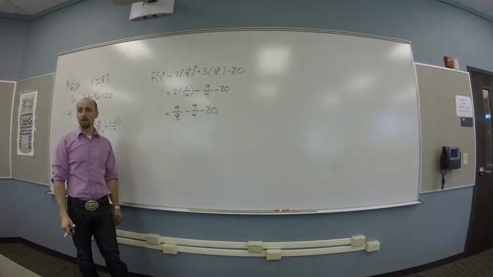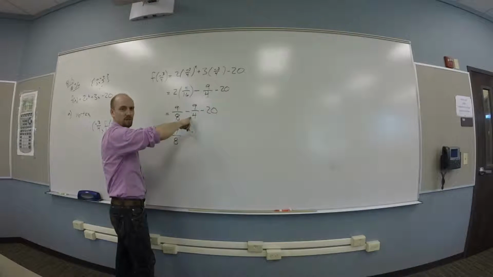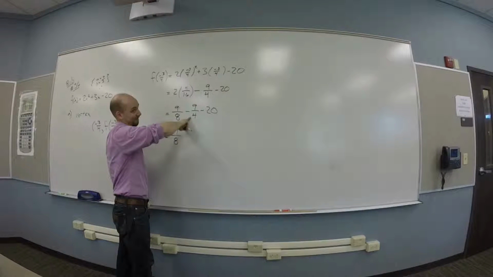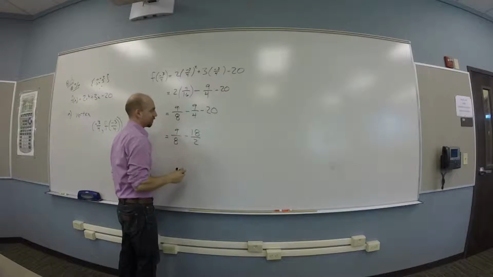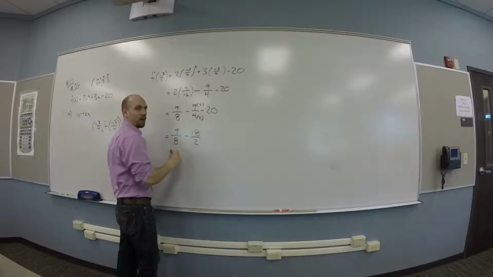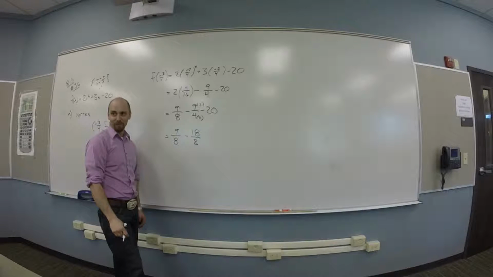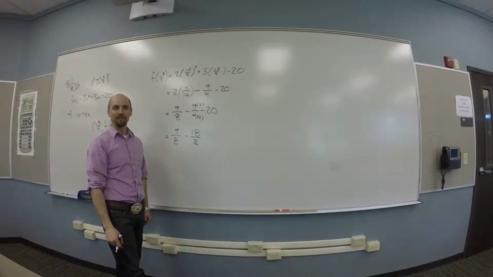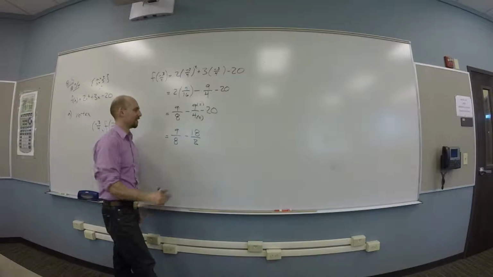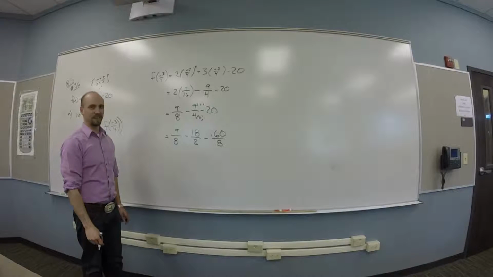I need to find a common bottom. What's my common bottom on these? 8. Okay, so thankfully 9/8 is good. 18/8. All right, I need a 2 on the top and a 2 on the bottom to get there. I was halfway there. And how many eighths is minus 20? Minus 160/8. Yuck.